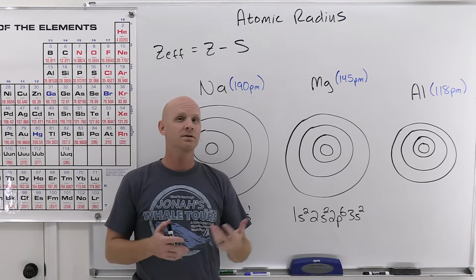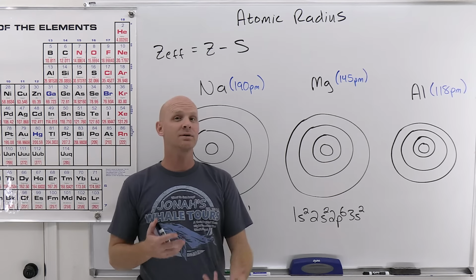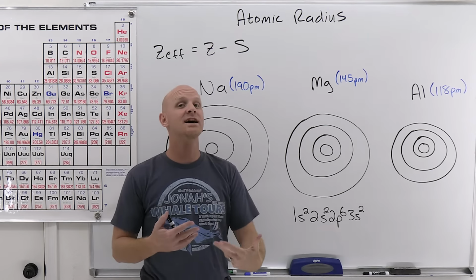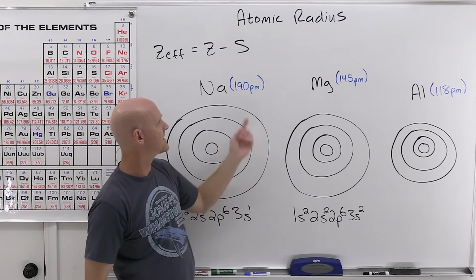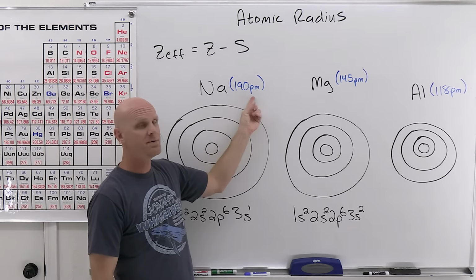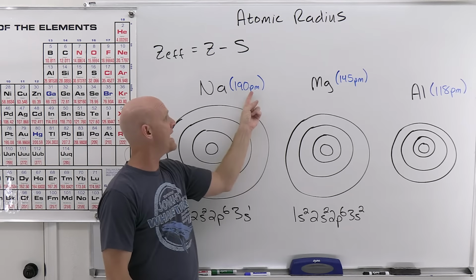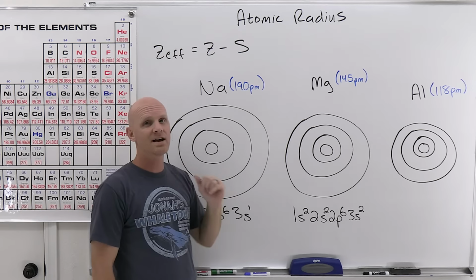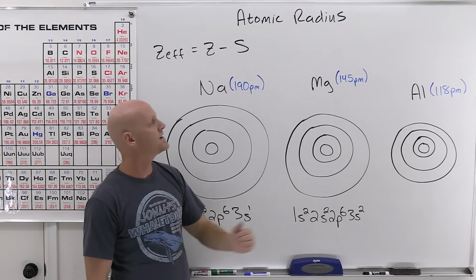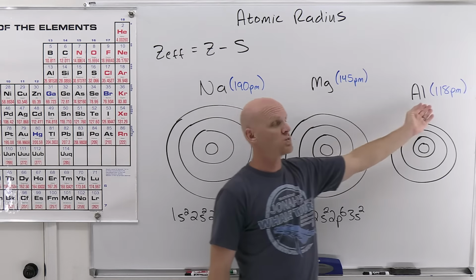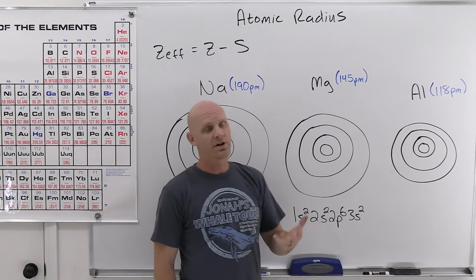And so whereas a nanometer is 10 to the negative 9 meters, an angstrom is 10 to the negative 10 meters. And so instead of moving back 3 decimal places to go from picometers to nanometers, we just move back 2 decimal places to get to angstroms. So this would be 1.9 angstroms, 1.45 angstroms, 1.18 angstroms. So another common unit out there.